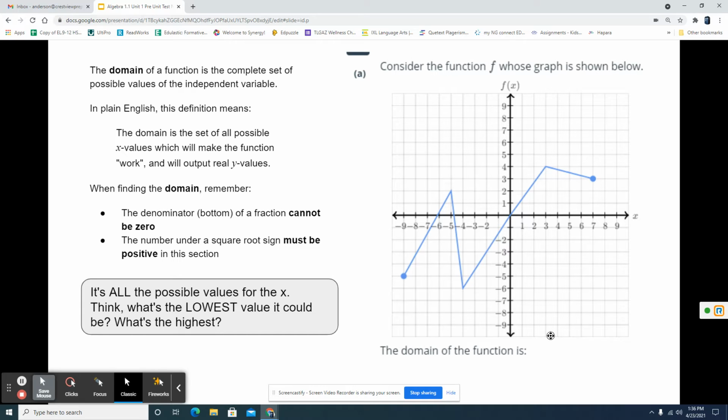So think, what's the lowest value x can be, and what's the highest value? Well, from the left side of the function on the graph, that's a -9. That's the lowest value represented, and the highest value was the 7. So your domain of the function is -9 is less than or equal to x, which is less than or equal to 7. -9 is your lowest value, 7 is your highest value, and we're talking about the values of x.